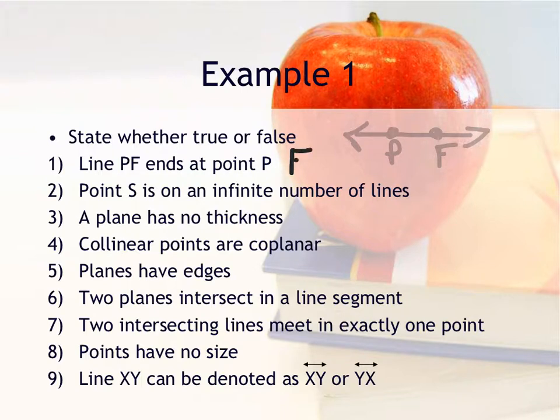Okay, point S. If I draw a point S here, it is on an infinite number of lines. True or false? How many lines could I draw through that point? Just one? Okay, so I could draw a line here, right? Can I draw another one? Okay. Could I draw another one? So technically, it would look like I could only draw enough to cover my picture. However, there are an infinite number of lines through a point. So this is true.